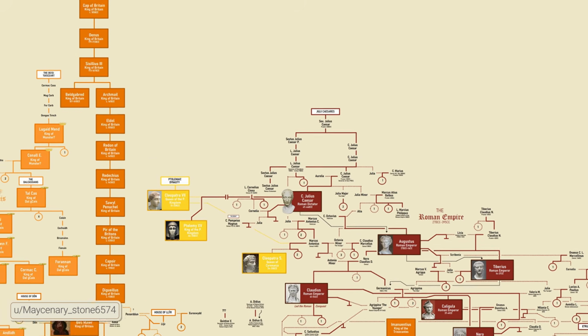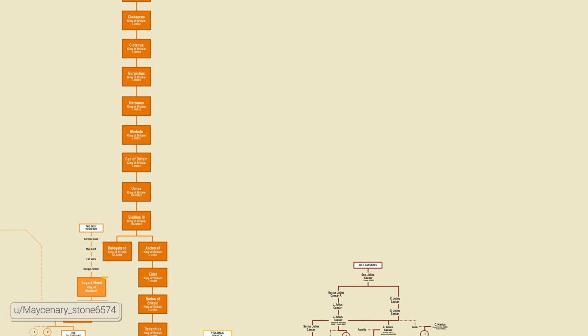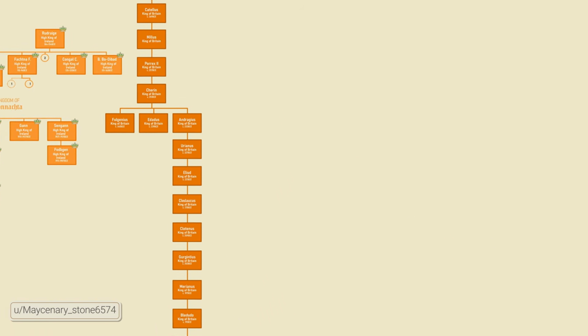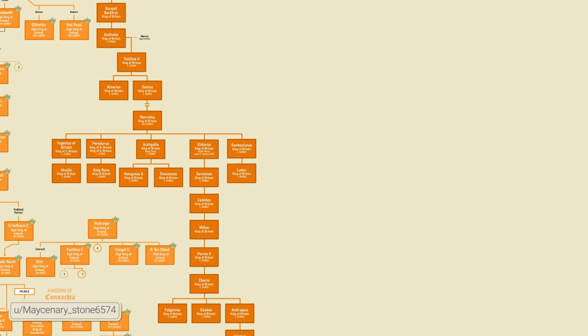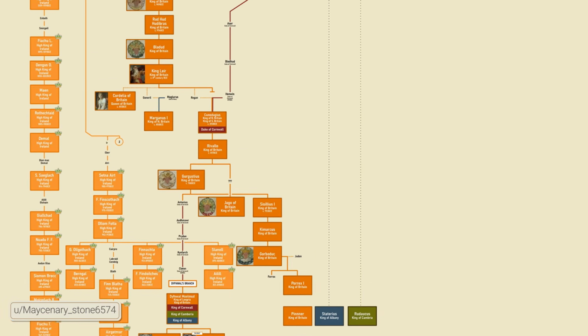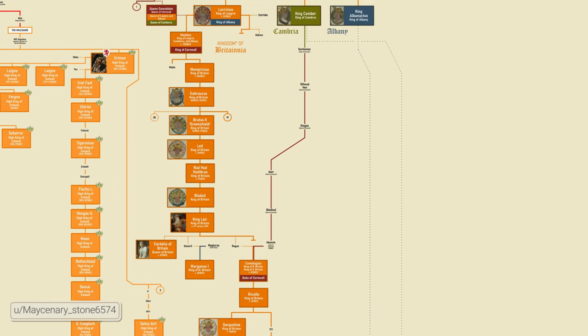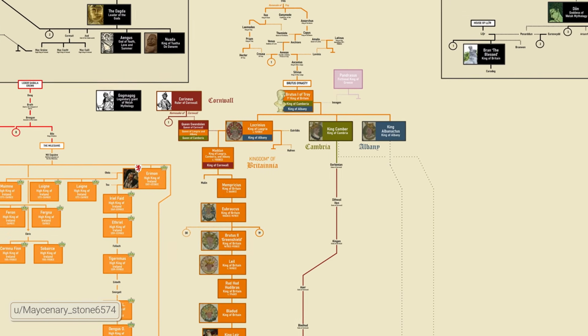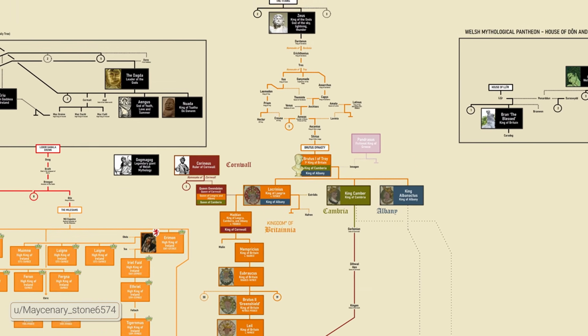But there are, of course, lots of legends, and most of the top part of this chart maps these out. For example, all of these light orange squares represent legendary kings of Ireland, and near the top is the legendary first king of Britain, Brutus, who supposedly came to the island from Troy.